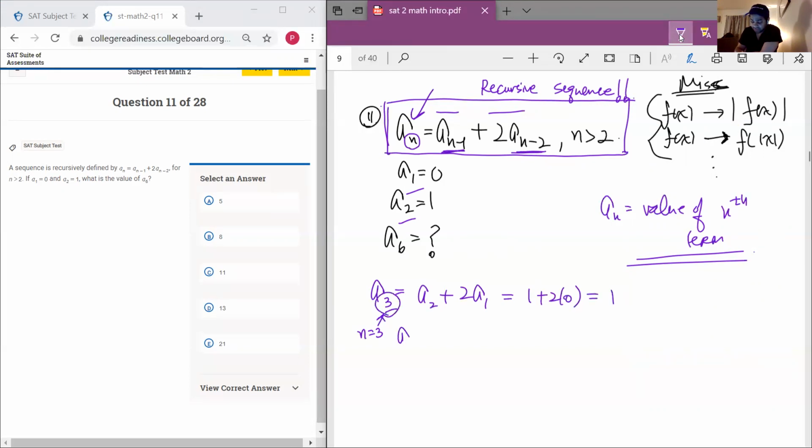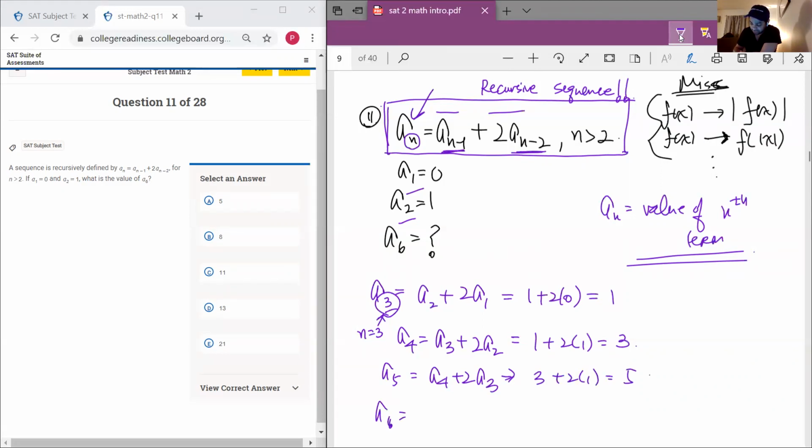Now, generating a sub 4 is possible because I now know the value of a sub 3 and a sub 2. So a sub 4 is likewise a sub 3 plus 2 times a sub 2. So that is going to be 1 plus 2 times 1, which is going to be 3. Now a sub 5 is a sub 4 plus 2 a sub 3, so it's going to be 3 plus 2 times 1, which is 5. And a sub 6 is going to be 5 plus 2 times 3, which is 6, which is 11. So the answer is 11.